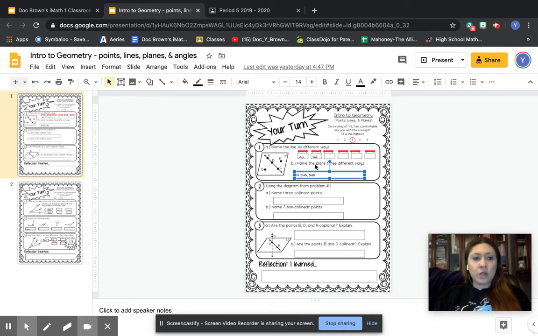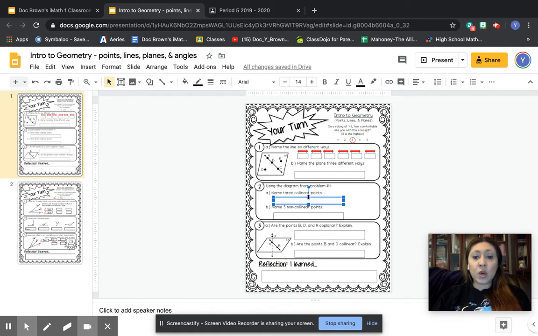So what are you doing for your homework? Name the line 6 different ways. Here is my line. I can label it AC, so I would click in here and write AC. I'm going to click in here, write CA. Then here it's asking name the plane 3 different ways. I labeled it N, then you need to do 2 other ones. I'm going to delete this stuff because it shouldn't be in here.